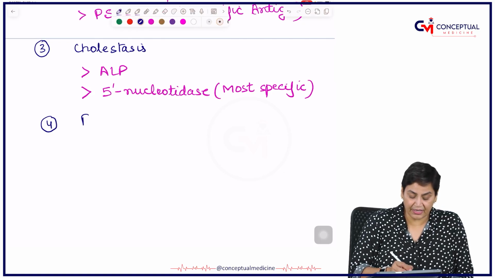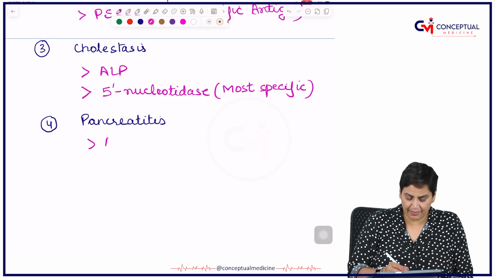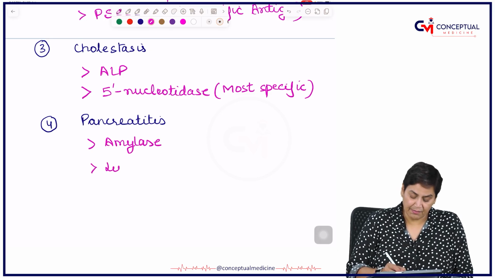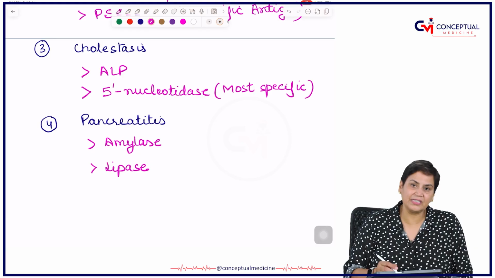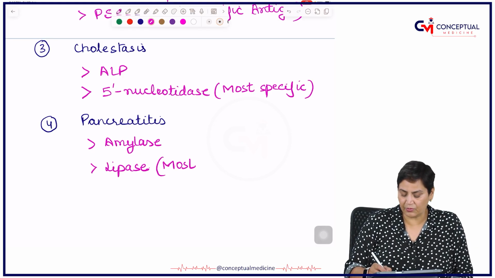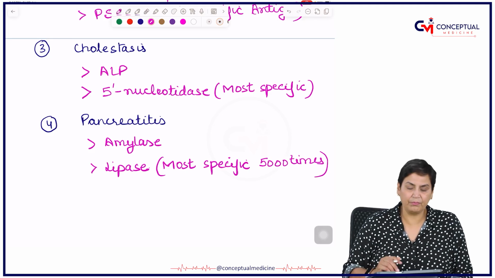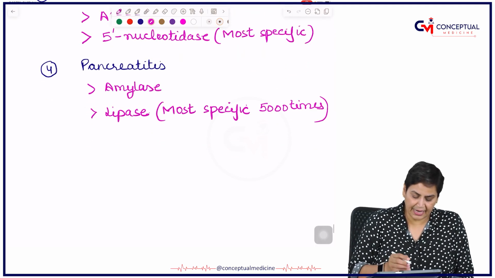Then fourth one is in acute pancreatitis. In pancreatitis also we always consider two enzymes basically, amylase and lipase. But if we talk about the specificity of this, lipase is considered to be the most specific one. Up to 5,000 times more than this in pancreatitis.